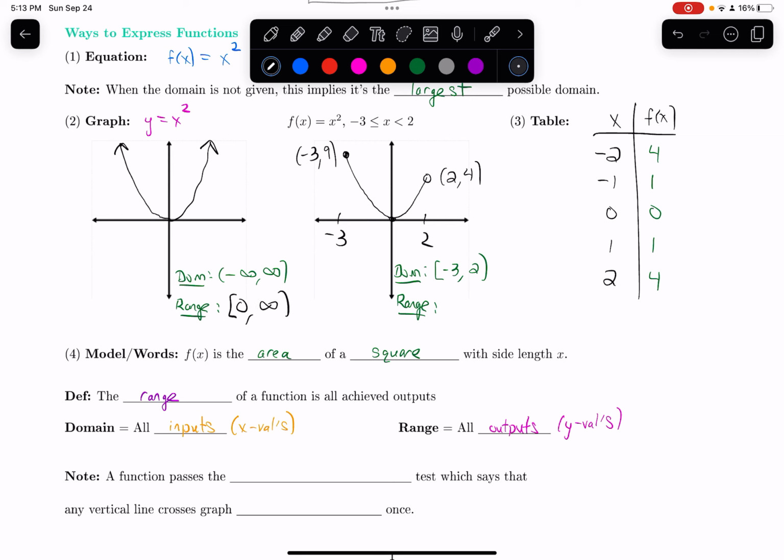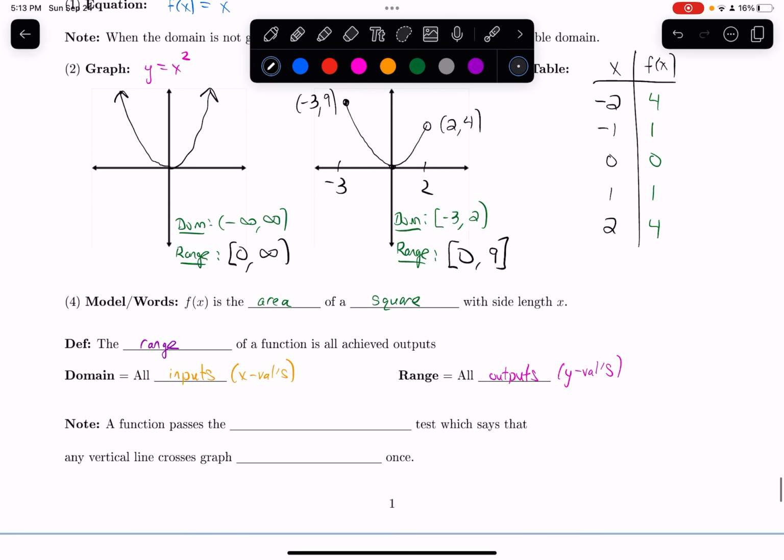In my next graph, the smallest possible y value, again, is at the vertex. So I would put a bracket at 0. And then the y values get bigger and bigger, and the highest y value I reach is 9. So I put a comma 9, and I do have a closed circle at 9, so it's achieved, and I put a bracket there.